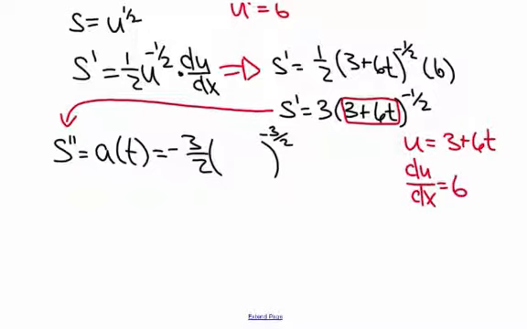So when I clean all of this up, I have negative 3/2 times 3 plus 6t to the negative 3/2 times 6. Clean all that up, and you end up with negative 9 times 3 plus 6t to the negative 3/2. This is my acceleration function.